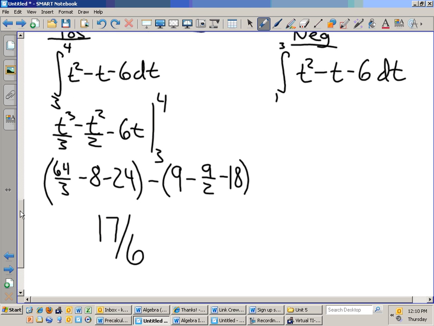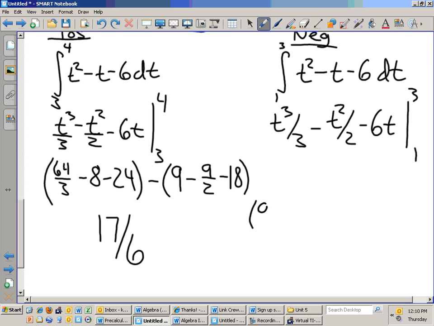So now, for the negative portion, again, I will do t to the third over 3 minus t squared over 2 minus 6t evaluated over the interval from 1 to 3. And we already know what it is evaluated at 3. We have that written down. 9 minus 9 over 2 minus 18. Right? We already have that. We already have the 1, don't we? Evaluated at 1, we said it was 1 over 3 minus 1 over 2 minus 6.